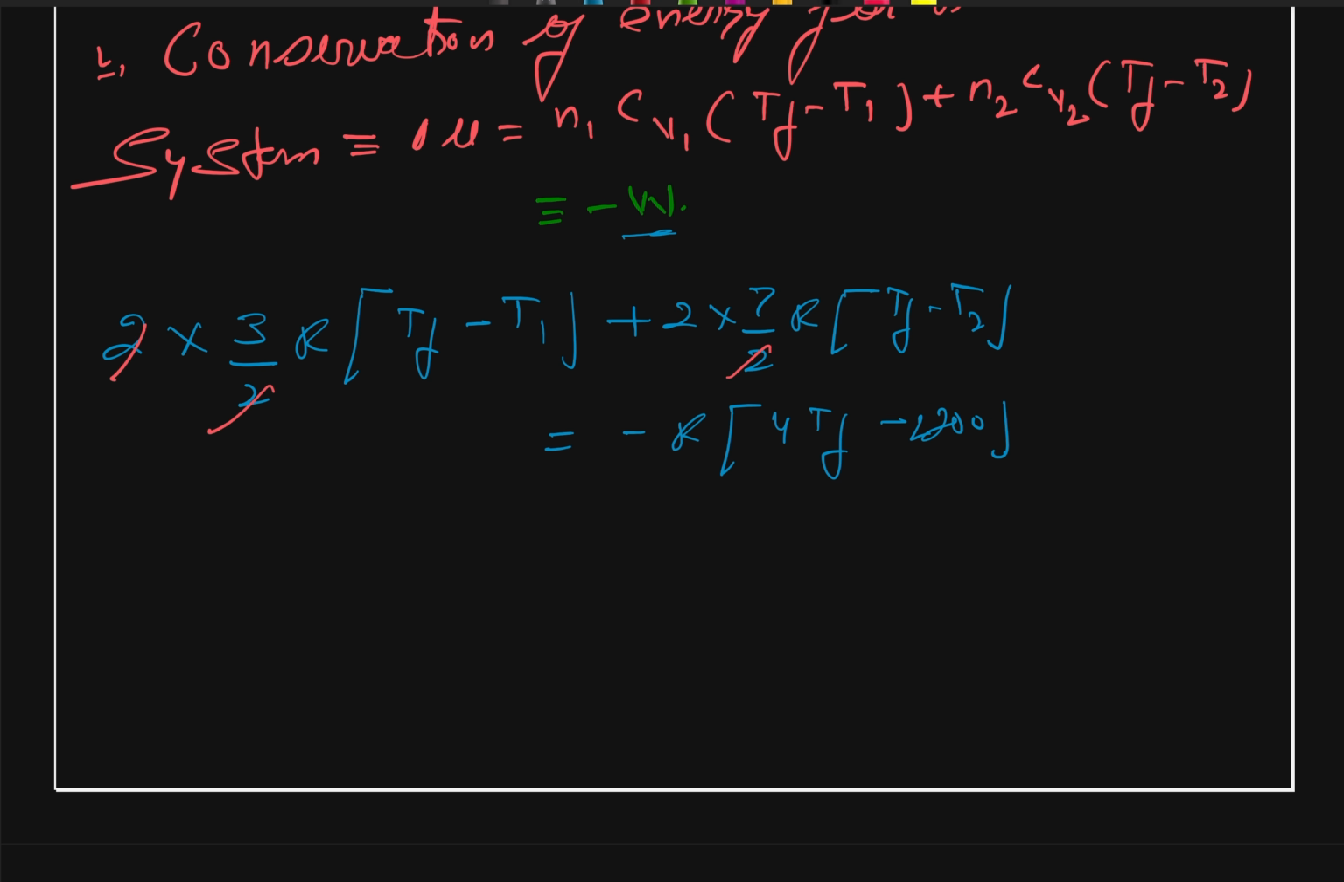minus 3 T1 minus 5 T2, and is equal to minus 4 Tf plus 2200, and we get this as 12 Tf will be equal to, we substitute value of T1 as well as T2 and 2200, this will be equal to 6300, and Tf is our 525 Kelvin.